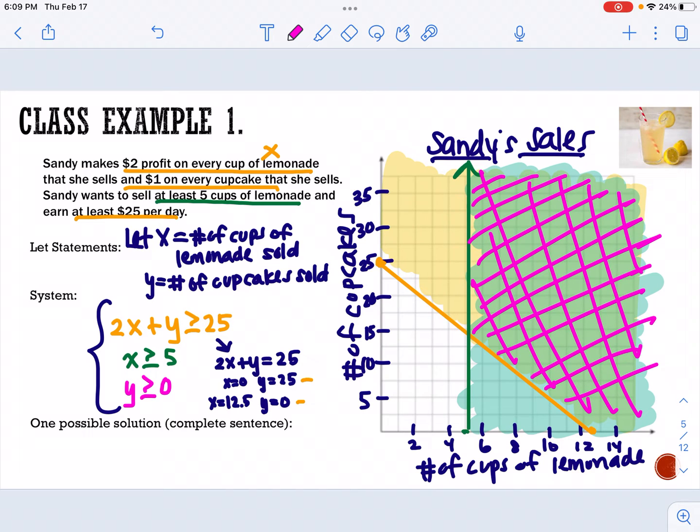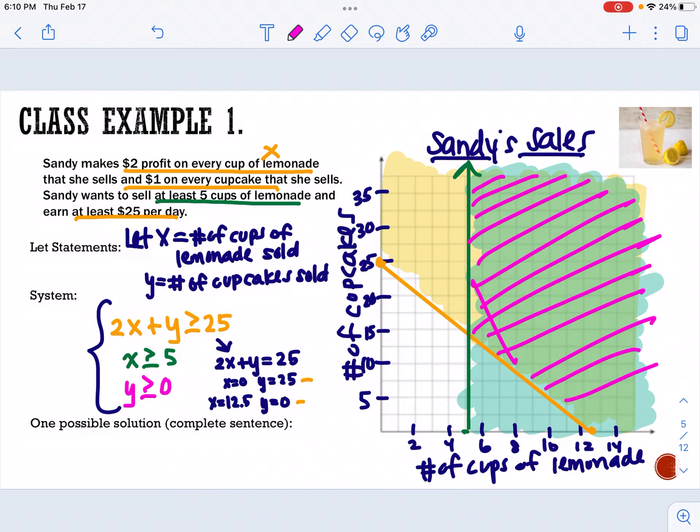Now let's discuss really quickly what this solution region actually means. What this means is that any ordered pair that exists in this shaded region represents different combinations of cups of lemonade and number of cupcakes that Sandy can sell in order to meet all of those constraints she listed.